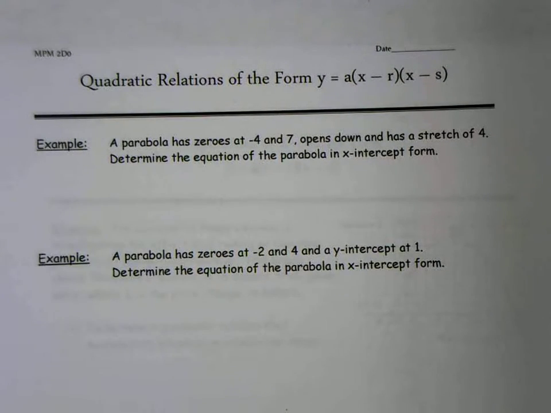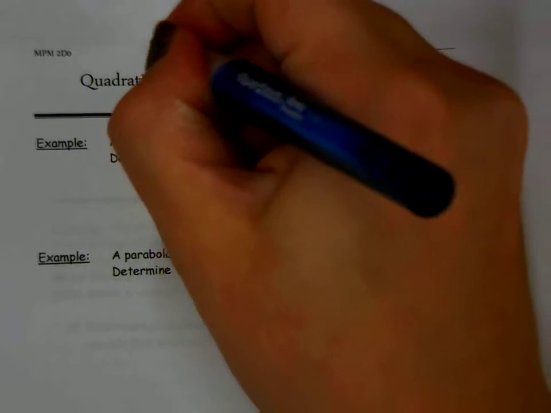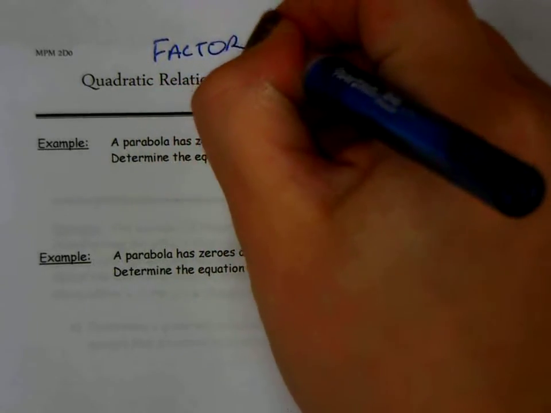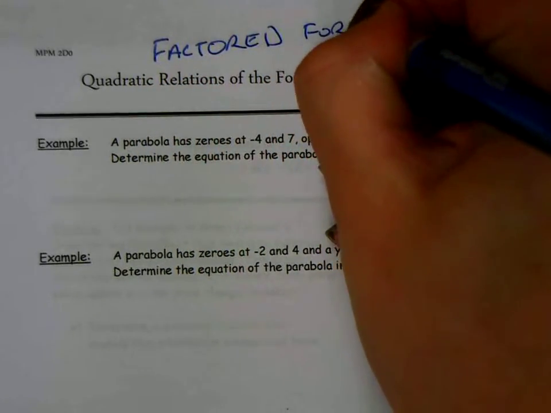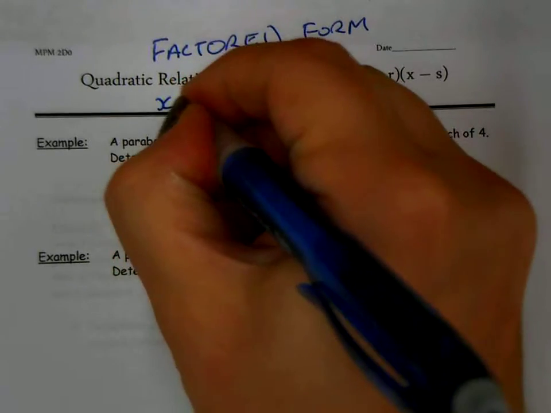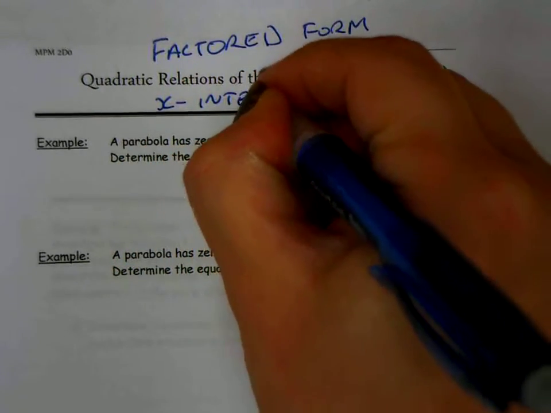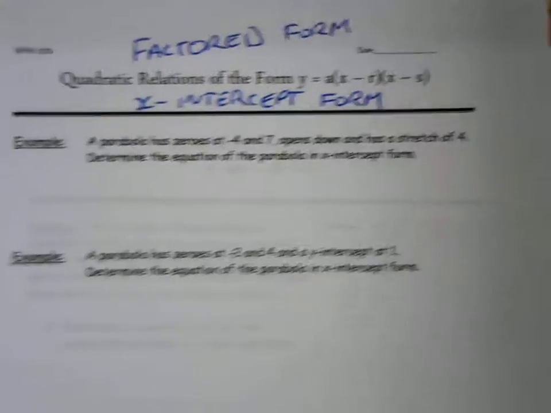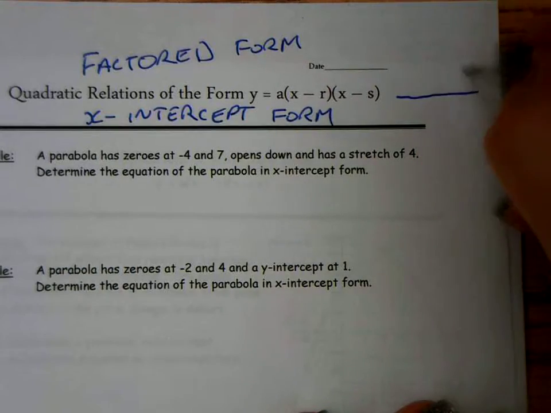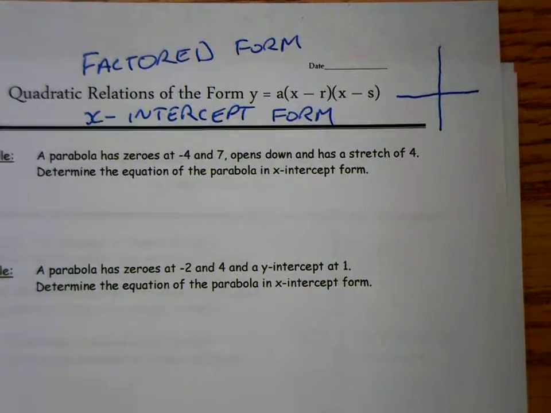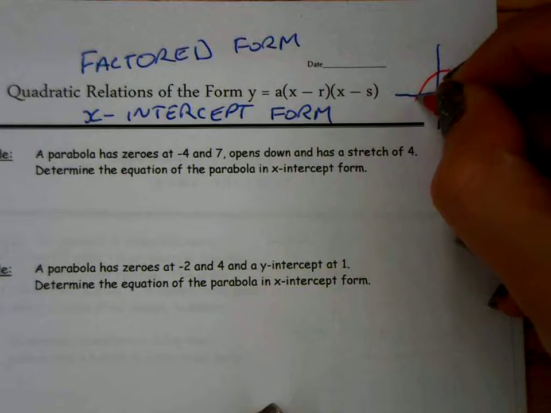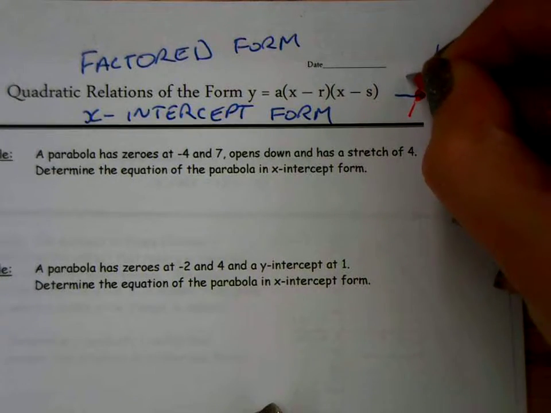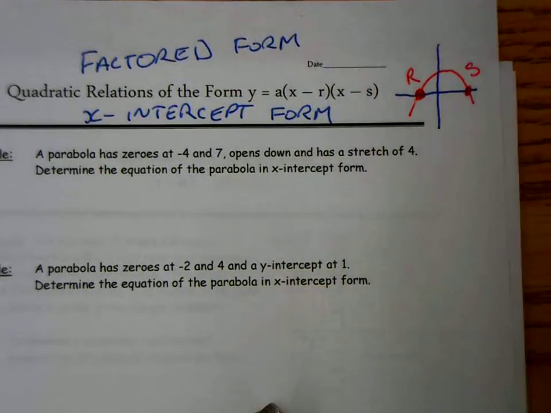Today we're going to look at quadratic relations in the form of y equals a, x minus r, x minus s. This might be called factored form, or this might be called x-intercept form. Really all this means is that we're focusing on quadratic relationships. Instead of just looking at the vertex, what we're looking at is the x-intercepts, r and s.